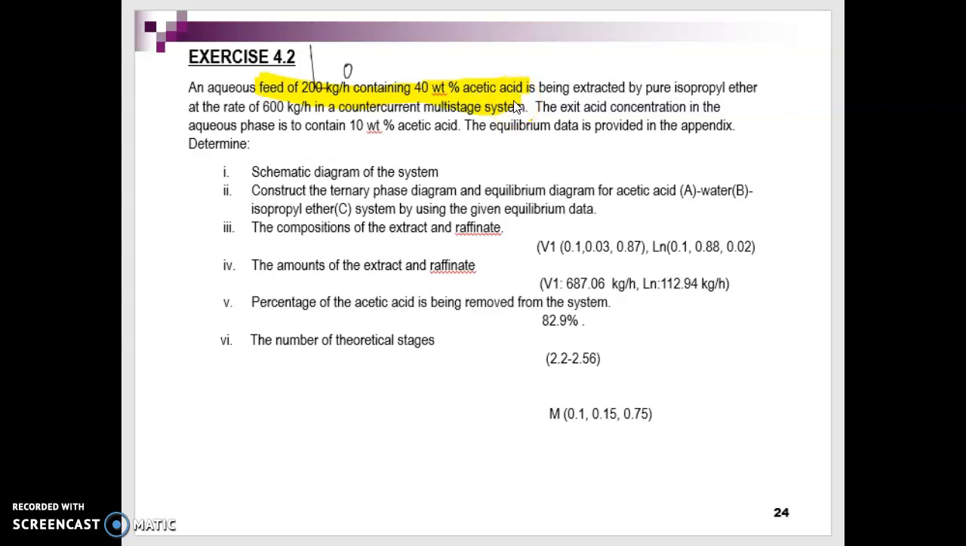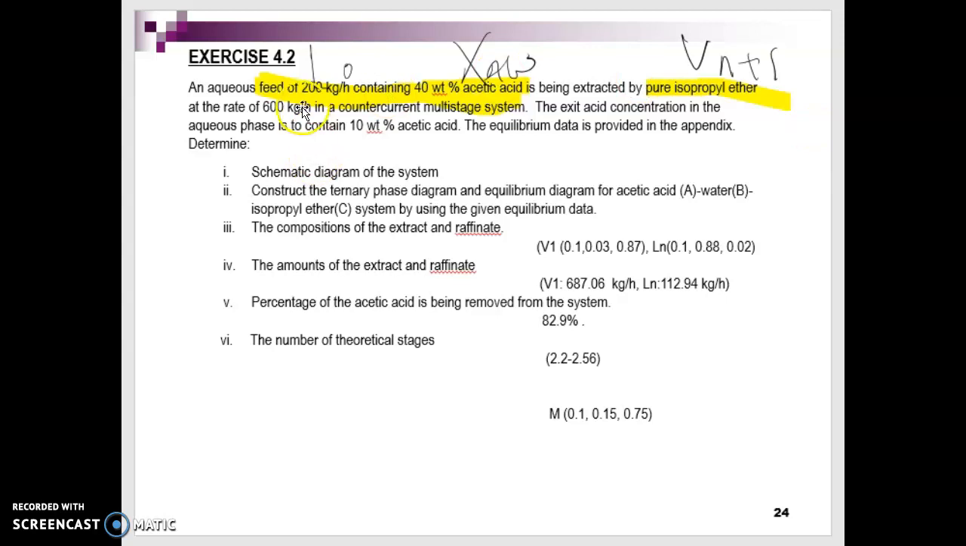This is your L naught and XA. It's being extracted by pure isopropyl ether. So it is given here, pure isopropyl ether. That means you have the value of A at your V, and you have the value of A at your Vm plus 1.